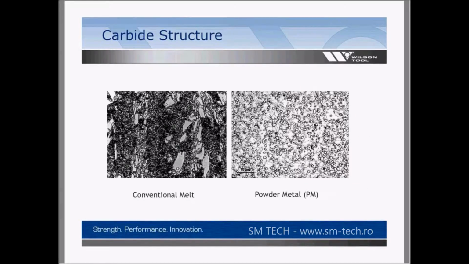Carbide structure itself is broken down into a couple of different methods of manufacturing, and this is a big factor in how the tool steel performs. Conventional melt carbides, shown on the left here, are less uniform and typically larger in size, whereas the powdered metal, and I'll show you how that process is done in a little bit, is much smaller, much more uniform, and provides more consistency in the tool steel itself. Carbide content and how it's processed is a big factor in what manufacturers will use in the tool steel and how well it performs out in the field.